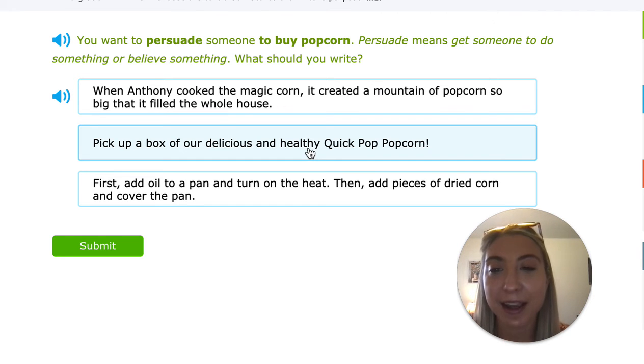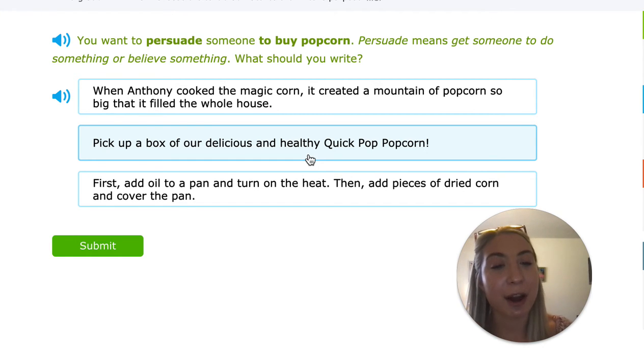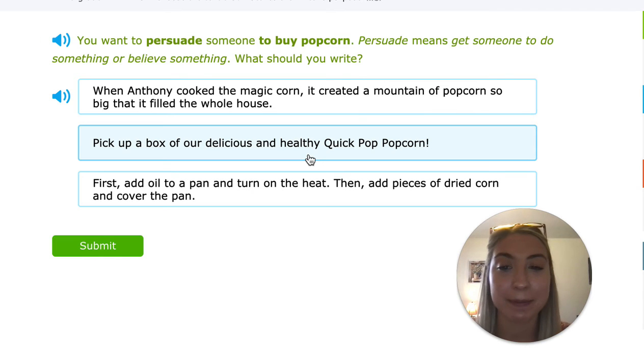Pick up a box of our delicious and healthy Quick Pop popcorn. Well, that sounds really good. It's saying it's delicious and it's healthy. That makes me want to go buy it. It's like an advertisement saying, come buy this, and that's persuading.